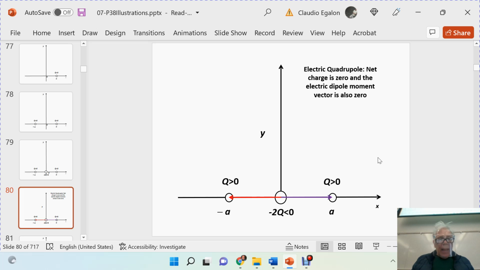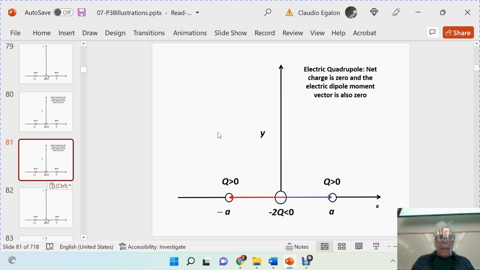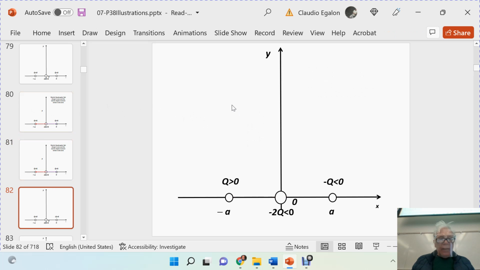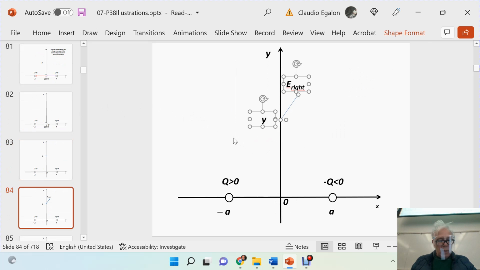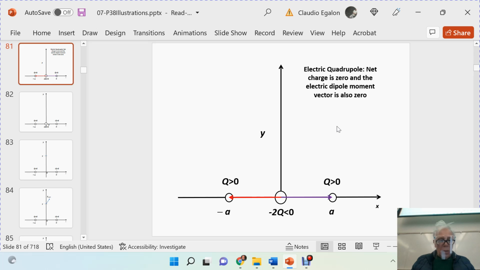Okay? And now what we're going to do next, we are going to calculate the electric field of this electric charge distribution at a given position y. The y stays here. And I'm going to take advantage of this drawing that I already have for the electric dipole.